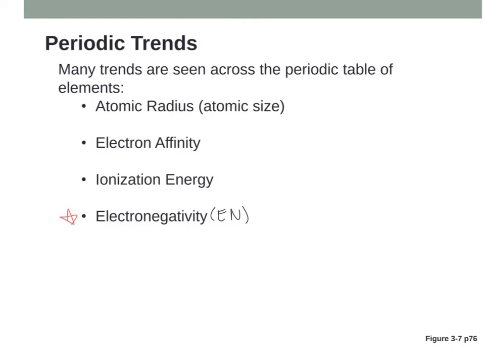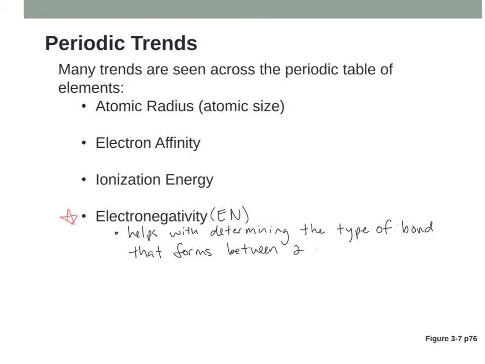Electronegativity is super important because we're going to use it to determine things like bond polarity and the types of compounds and the types of bonds that two atoms are going to form. So electronegativity helps with determining the type of bond that forms between two atoms. And what we're going to see in future videos is that these bonds can be ionic, polar covalent, or nonpolar covalent. And how do we tell the difference between them? Well, that is based purely on this idea of electronegativity.